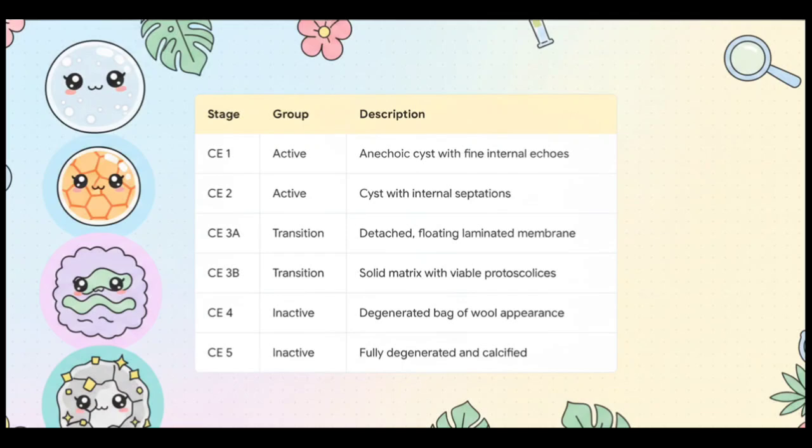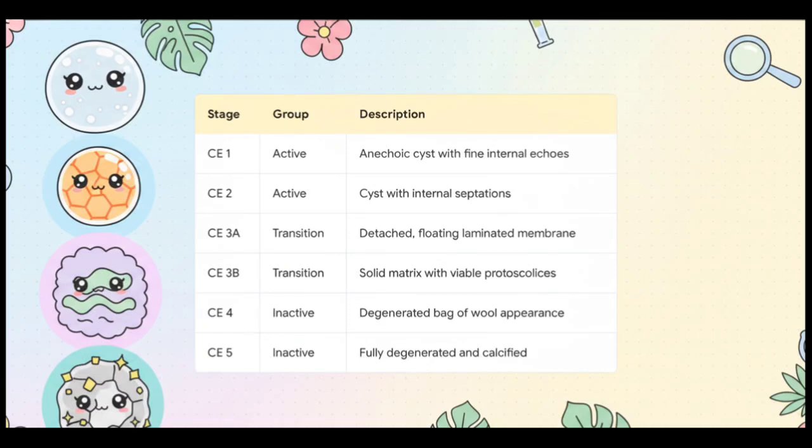To figure out how to treat this, the WHO Informal Working Group on Echinococcus categorizes these cysts by whether they're active or inactive. This directly dictates the clinical management, and it's all done using standardized ultrasound imaging. For instance, stages CE1 and CE2, those are active. CE1 shows a uniformly anechoic cyst with fine internal echoes. Clinicians call this hydatid sand. CE2 shows internal septations, kind of looking like a honeycomb or a rosette.